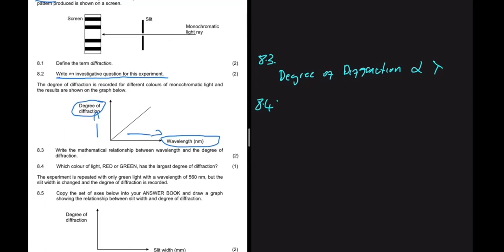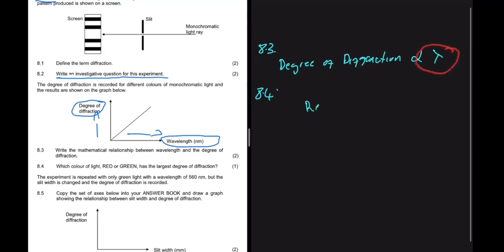Up to so far, we know that the degree of diffraction is directly proportional to the wavelength, right? We have red and green. So if we know the wavelength is between red and green, then we will know which one has the largest degree of diffraction. So between red and green, which color has the largest wavelength, right?